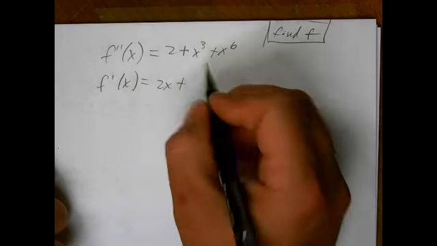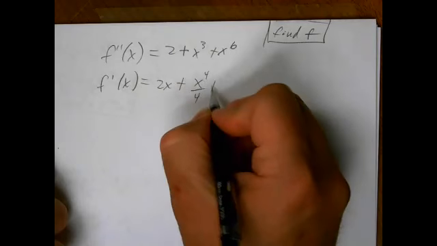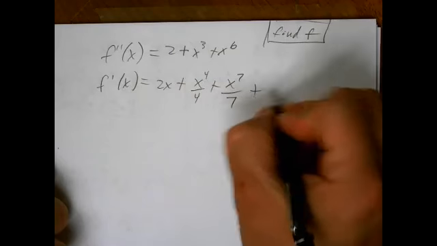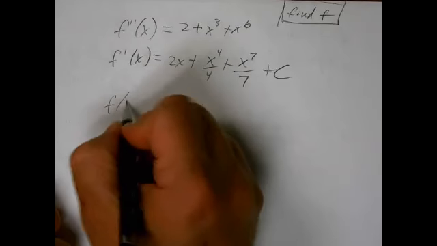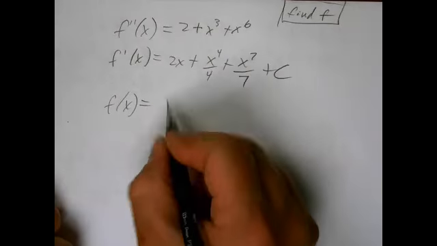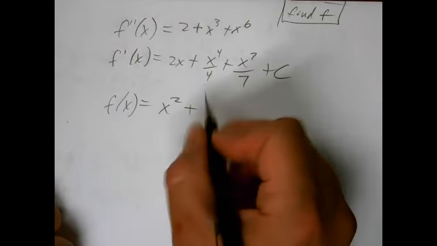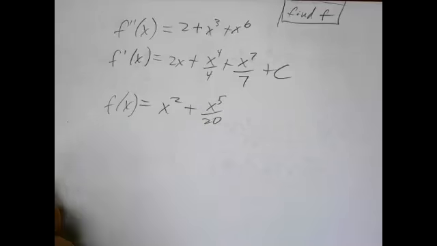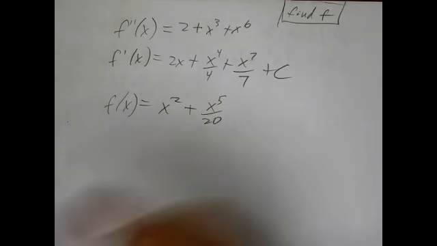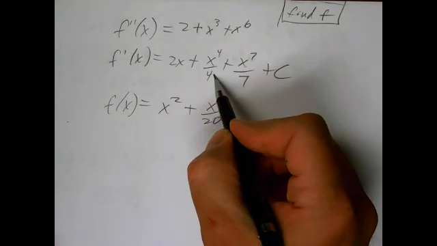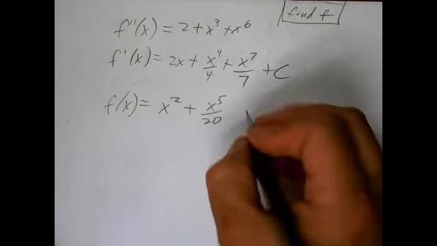The antiderivative of x cubed would be an x to the 4th over 4. The antiderivative of x to the 6th would be x to the 7th over 7. And don't forget the constant. Stepping back once more, the antiderivative of 2x is x squared. The antiderivative of x to the 4th over 4 is x to the 5th over 20. Do you see where the 20 came from? I hope so. I took the 4, bumped it up by 1, moved the 5 down to the bottom, and 5 times the 4 that was already there. There's where your 20 came from.